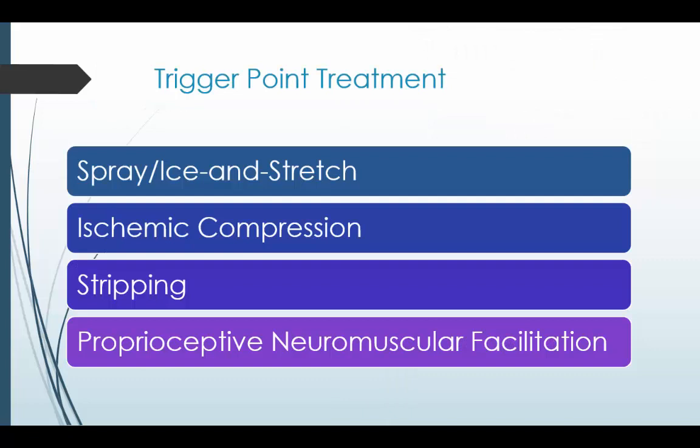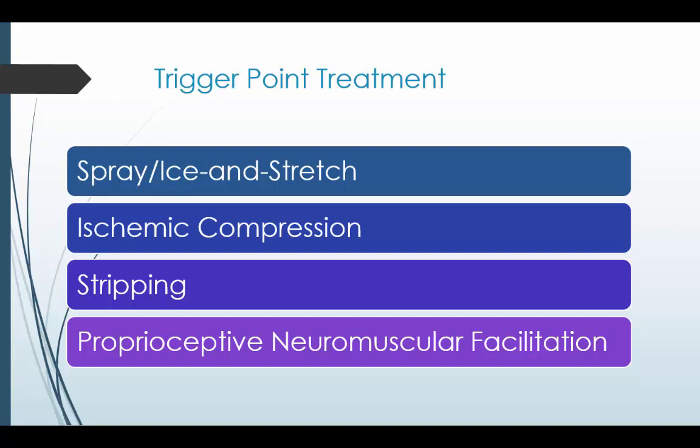Some different trigger point treatments. A vapocoolant spray is used on the tissue, or ice can also be used while a stretch is applied. This may be the most effective treatment for trigger point pain. The rate at which the ice or the vapocoolant is moved over the skin is approximately 4 inches per second.